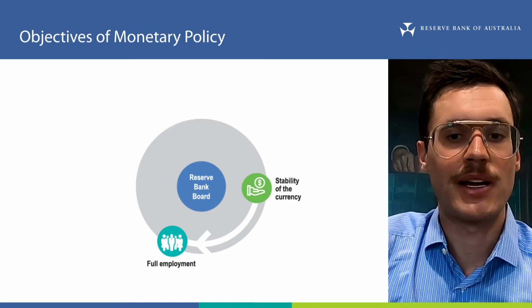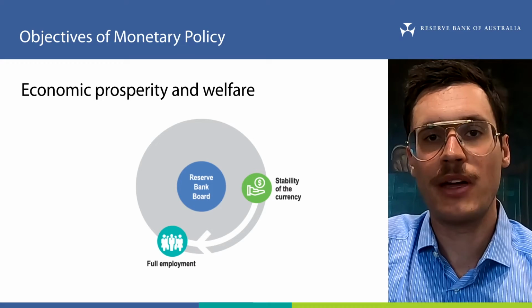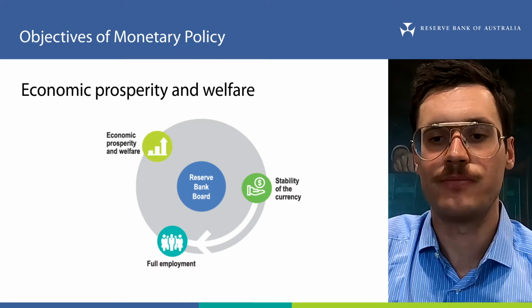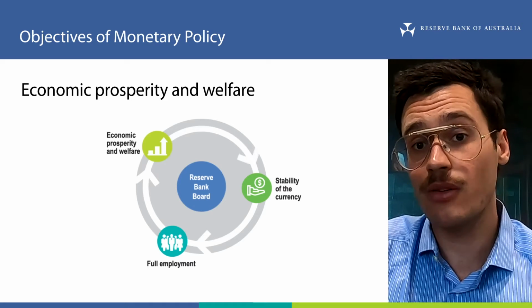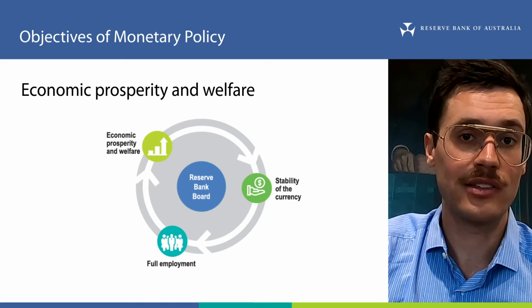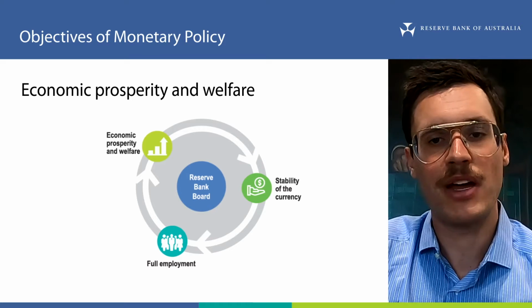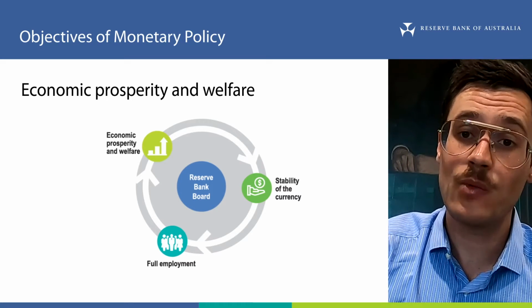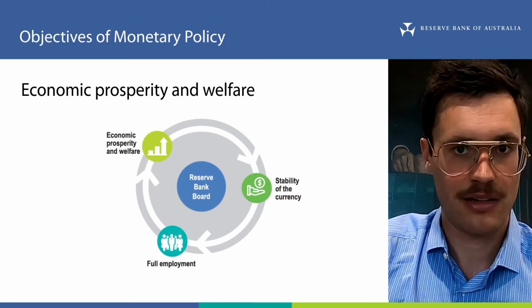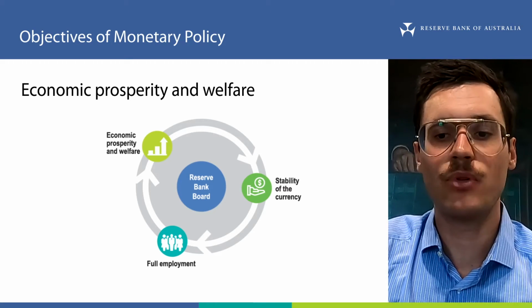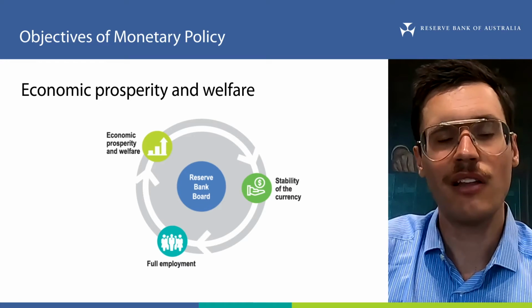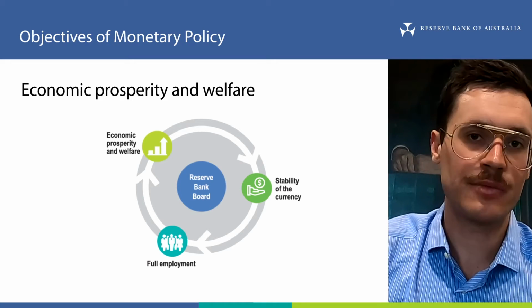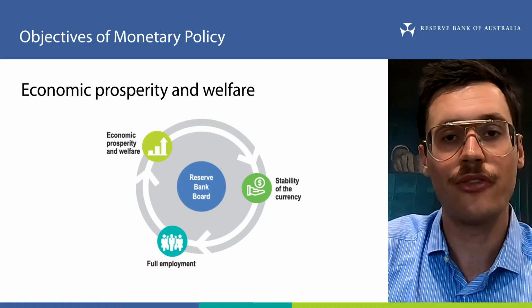The third objective of monetary policy is the economic prosperity and welfare of the Australian people. This objective is linked to the previous two. If inflation is low and stable, and everyone who wants to work is doing so, then people are generally better off. But the prosperity and welfare objective is broader than that. It also means that the RBA board can consider other important issues when it sets monetary policy, like financial stability, if these are expected to affect the prosperity and welfare of Australians.